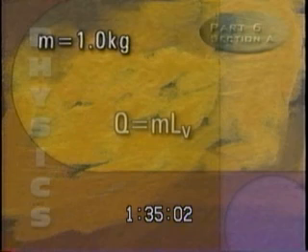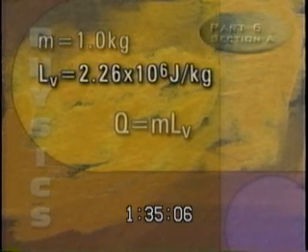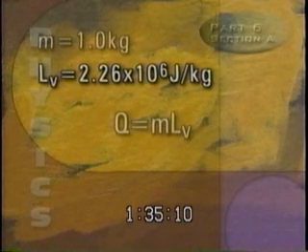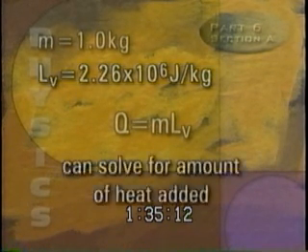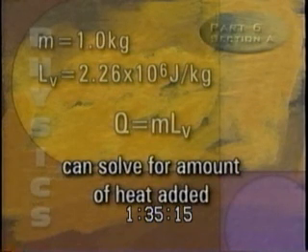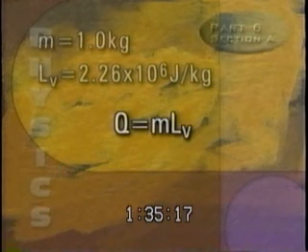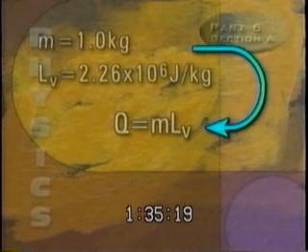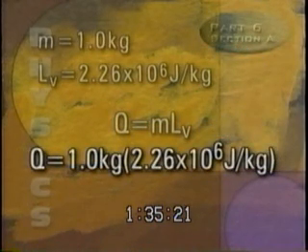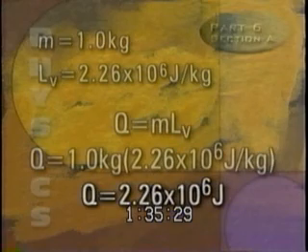We were given the water's mass of 1.0 kilograms and water's latent heat of vaporization of 2.26 times 10 to the 6th joules per kilogram. So now we can solve for the amount of heat added. Q equals m times L sub V. So, filling in the numbers, Q equals 1.0 kilograms times 2.26 times 10 to the 6th joules per kilogram, or Q equals 2.26 times 10 to the 6th joules.